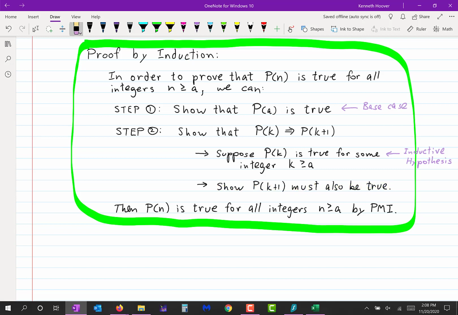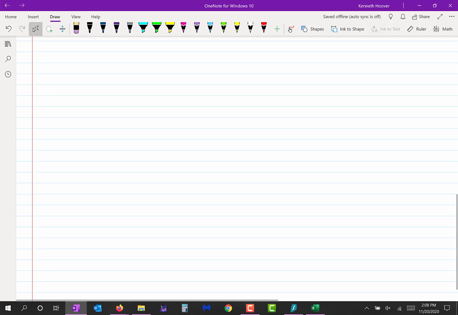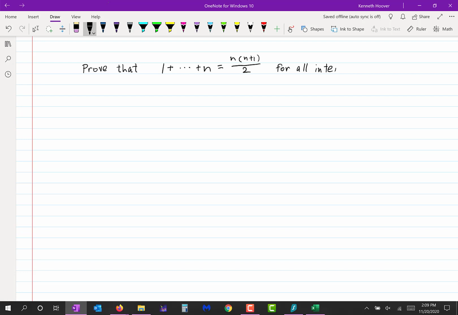Okay, so let's just do some practice on this. So let's prove the statement that I wrote at the beginning. Prove that the sum of the integers from 1 to n equals n times n plus 1 over 2. And we're going to prove that that is true for all integers starting with the number 1.